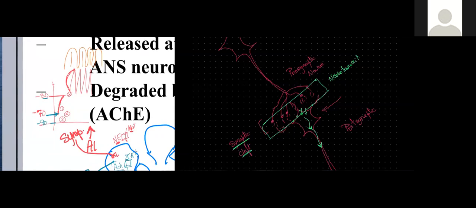So one here, -90 millivolts, or -70 or -30. Which one? If I did open potassium, you are making the inside of the plasma membrane become more negative. So you're going down. I'm going down below -70 millivolts.